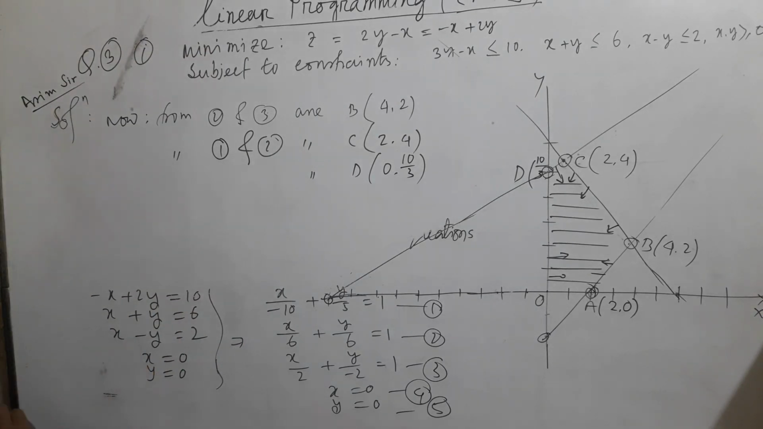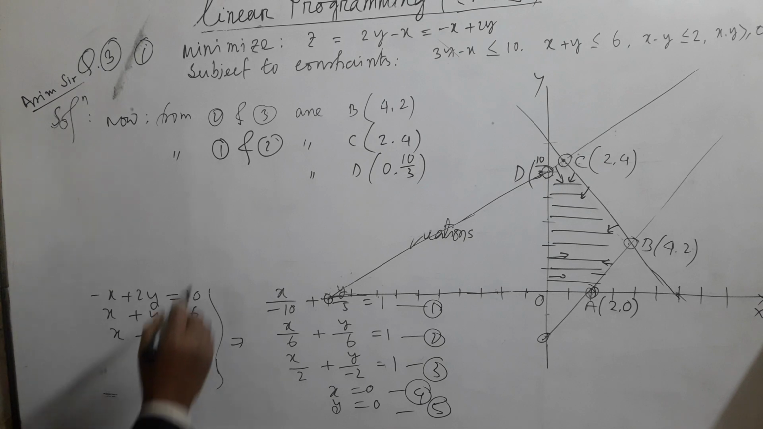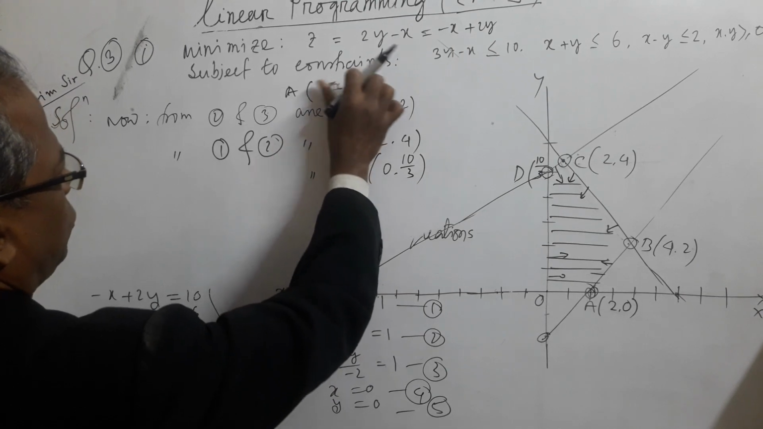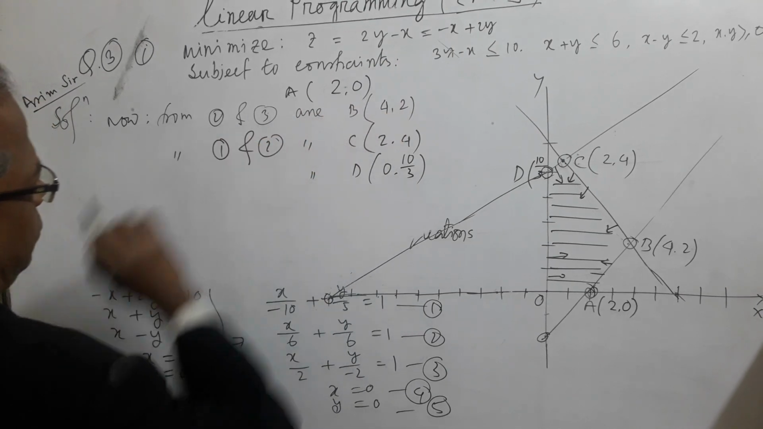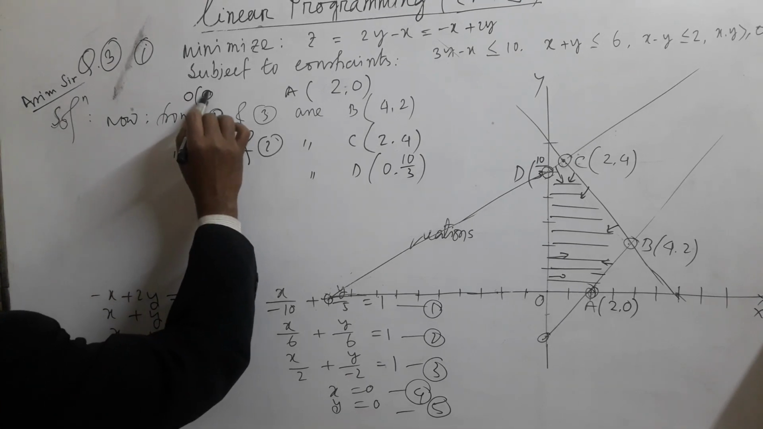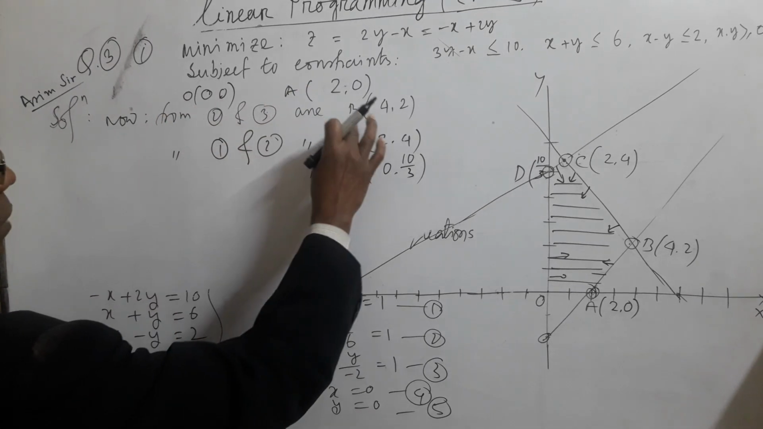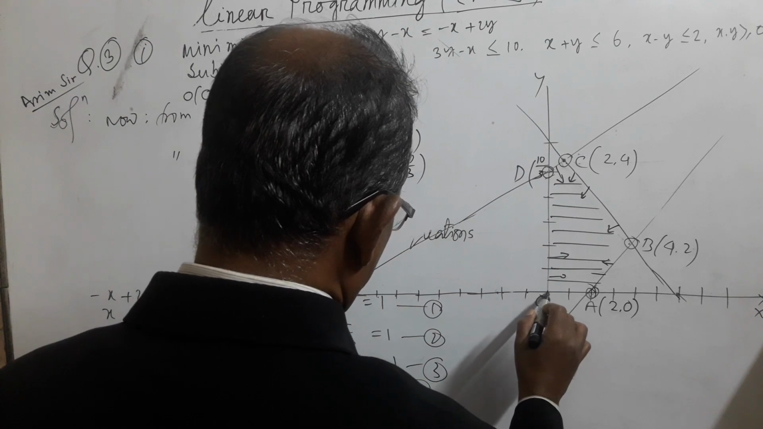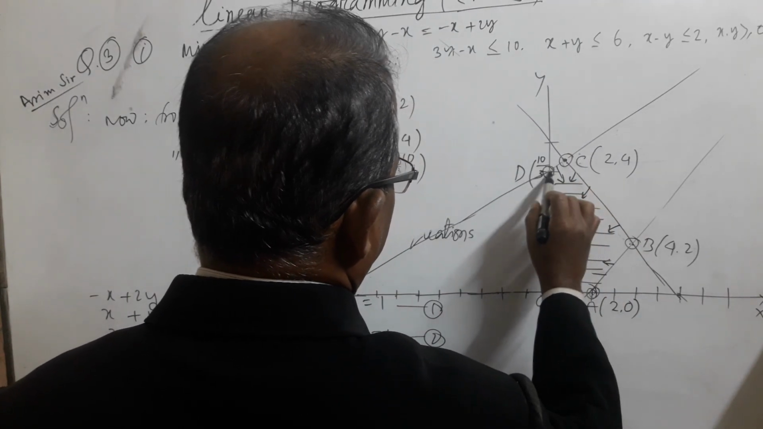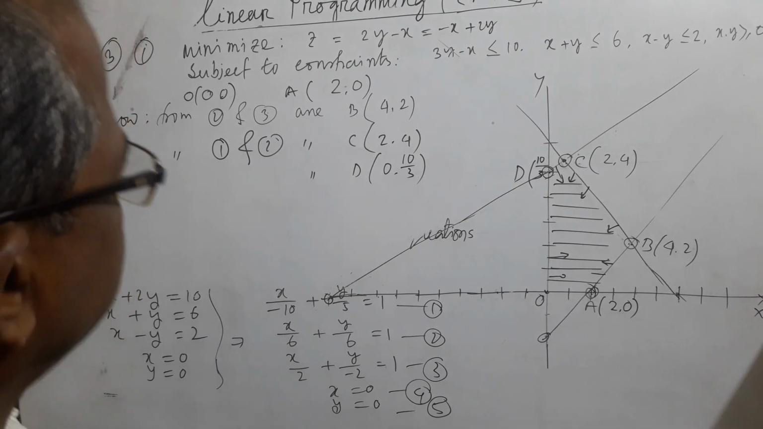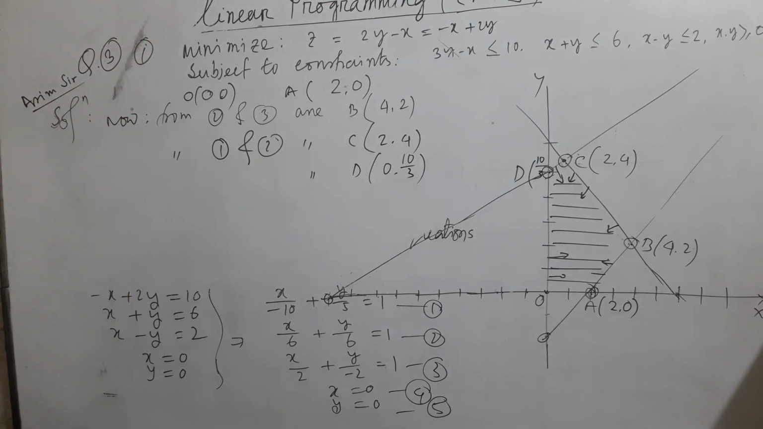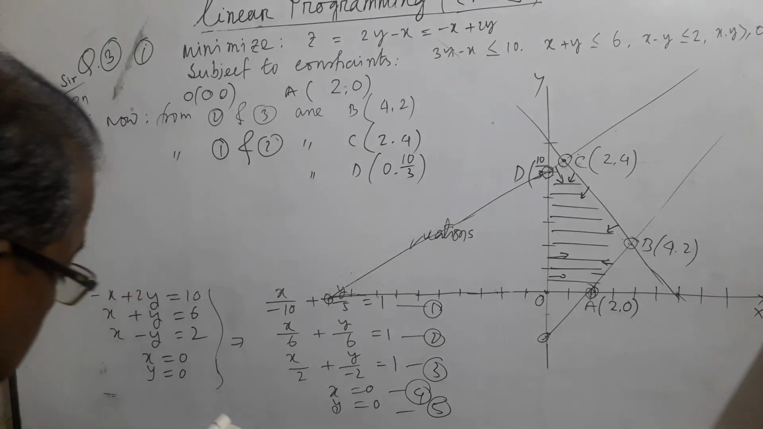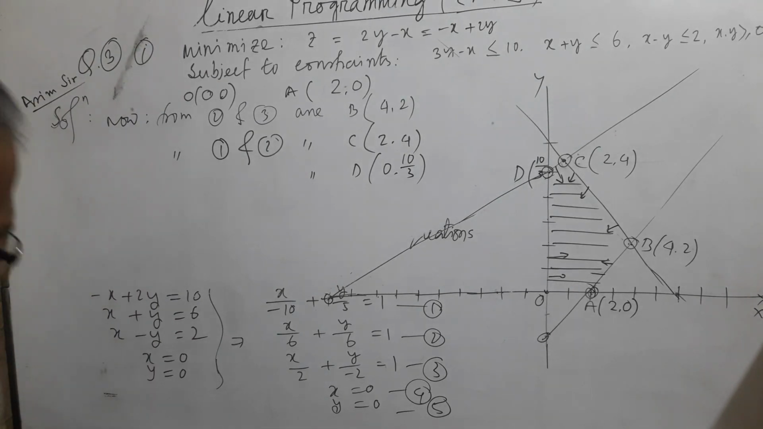A is 2 comma 0, and O is 0, 0. We have the collection of vertices O, A, B, C and D as the vertices of the region of the constraints.